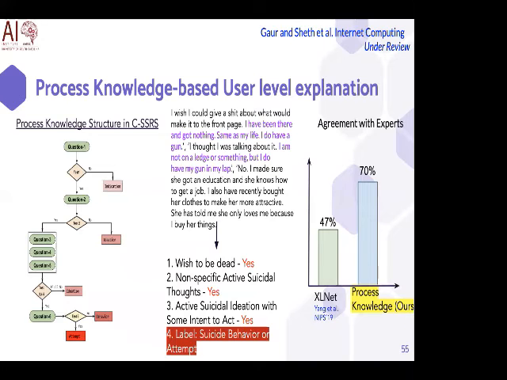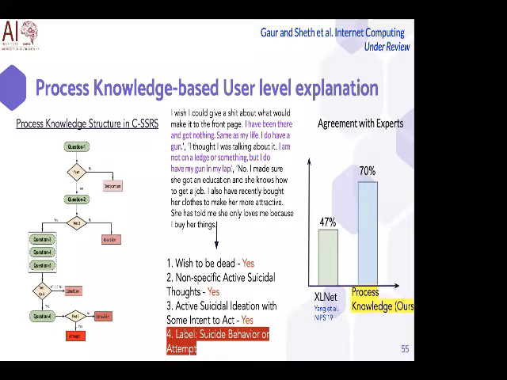Yeah, this is an example of what it actually looks like. "So I've been there and got nothing, same as my life." This is a clear indication of what you see in 1, 2, and 3. The second sentence, "I am not on a ledge or something, but I do have my gun in my lap," is once again an indication of 3, 4, and 6. So it can either be ideation or behavior or attempt based on the flowchart.